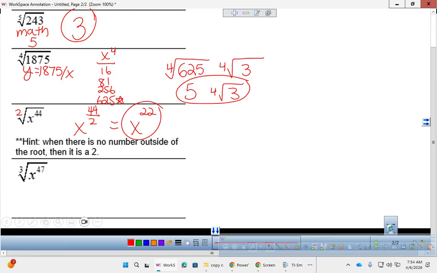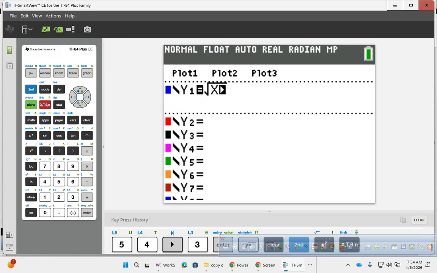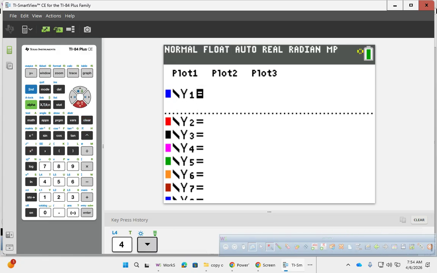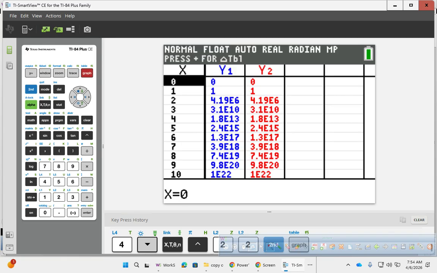I did show you how to check this one in your calculator. You can't check it in the home screen, but you can check it in the y equals screen. I can do the square root of x to the 44 in y1 and x to the power of 22 in y2, and compare the tables. I see that the tables match for everything, so that's just a way to check my work.